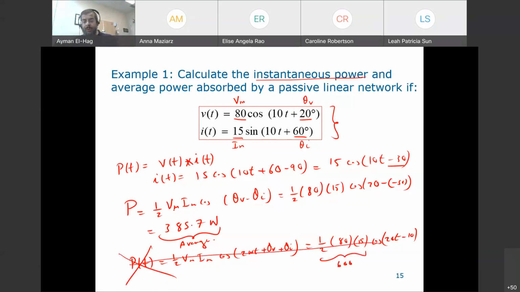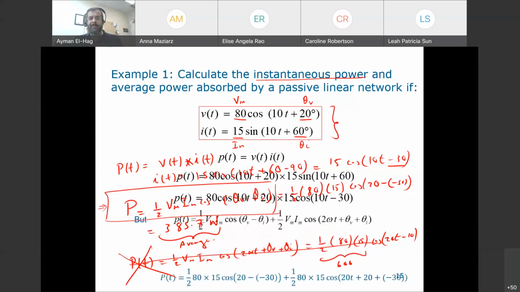But what is the most important one is this. This is the power that is very important for us. This is the power that you pay the money for. This one has no value. This is just something that averages to 0, so it has no value. But this is the real deal. This is the one that we are really charged for.